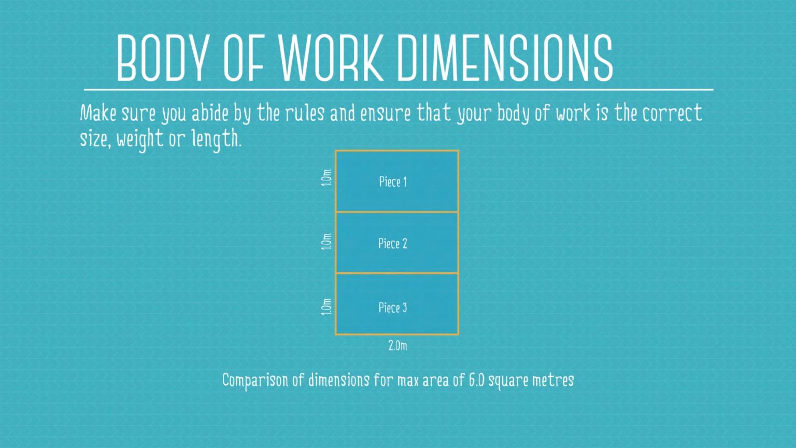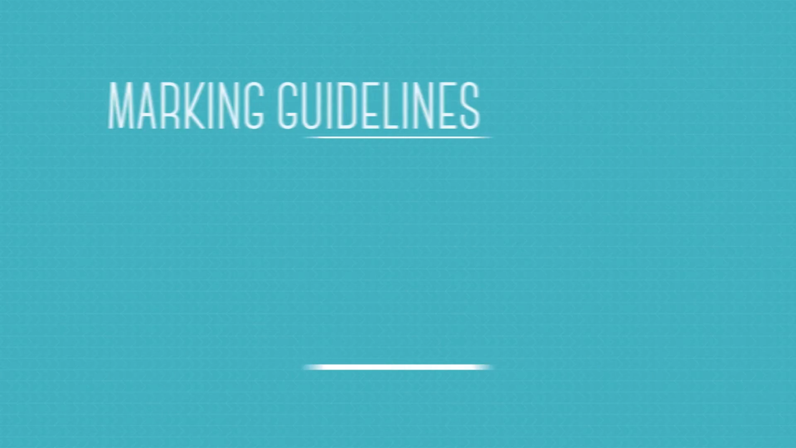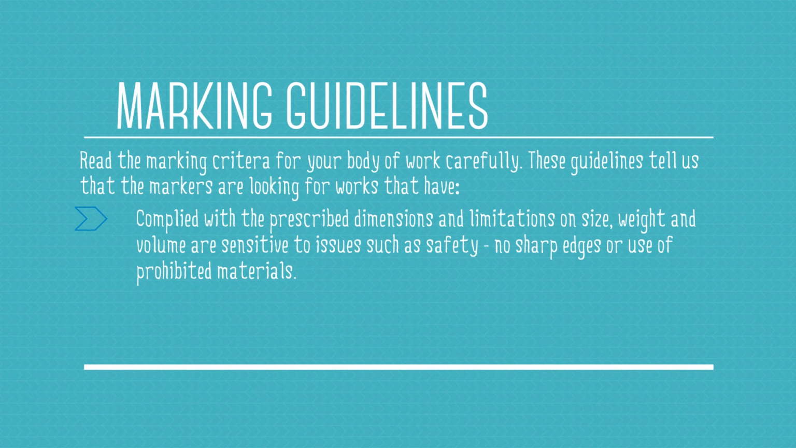The comparison is available on the Board of Studies website, and it is important that you abide by the rules for your HSC body of work. When we read the assessment criteria for marking and the marking guidelines for the HSC body of work, we realise that the markers are looking for an artwork that has complied with the prescribed dimensions and limitations on size, weight and volume, and are sensitive to such issues as safety, no sharp edges, no prohibited materials.